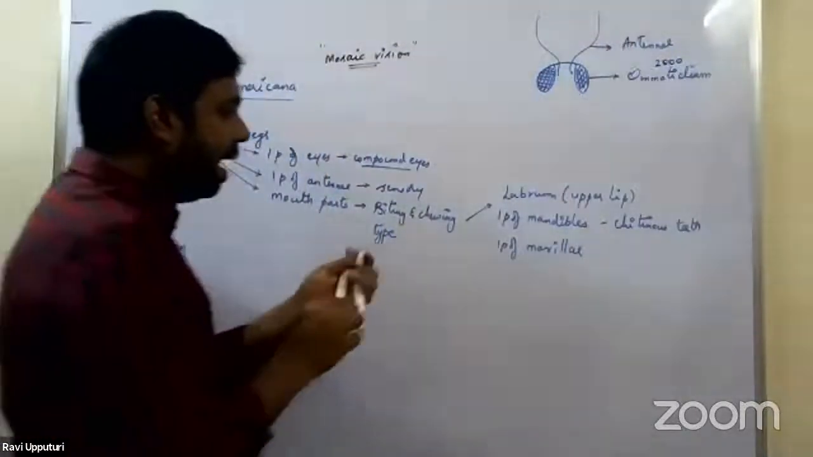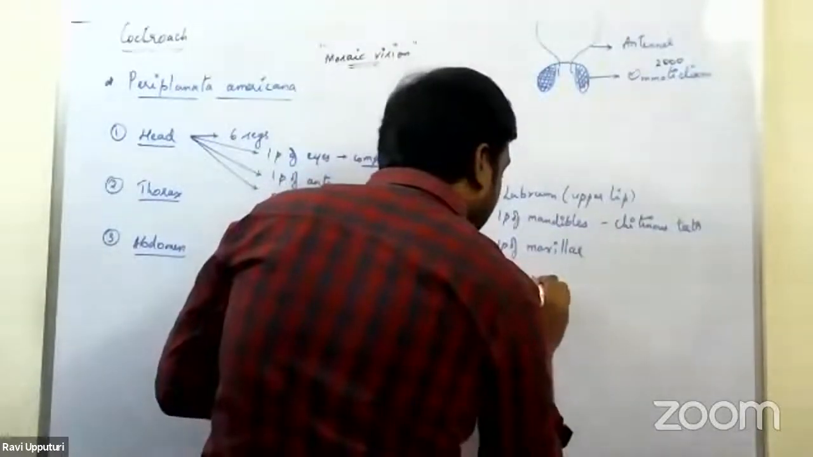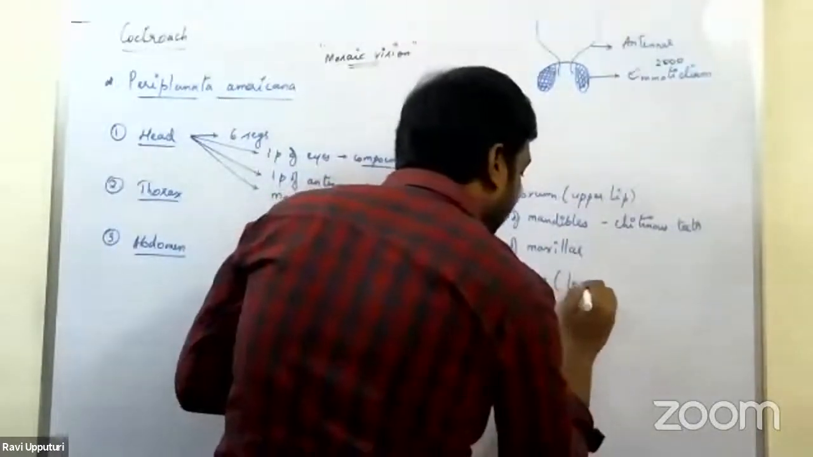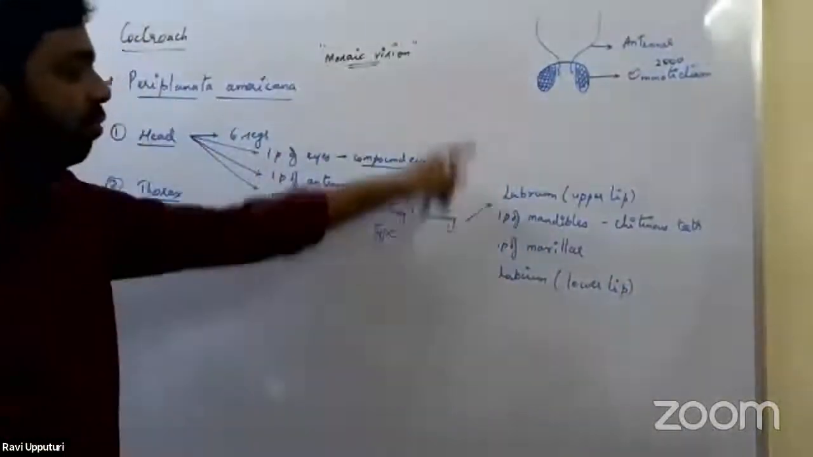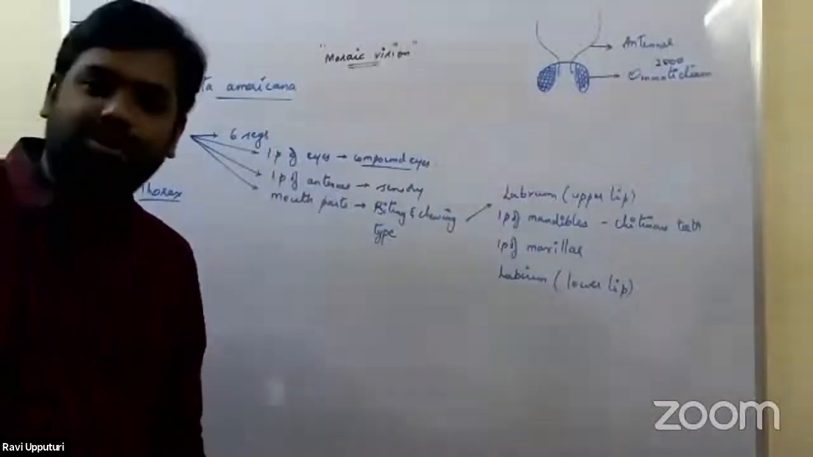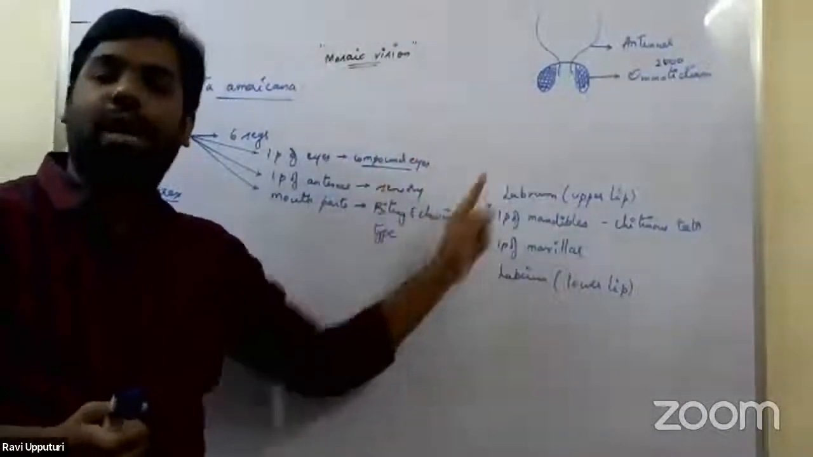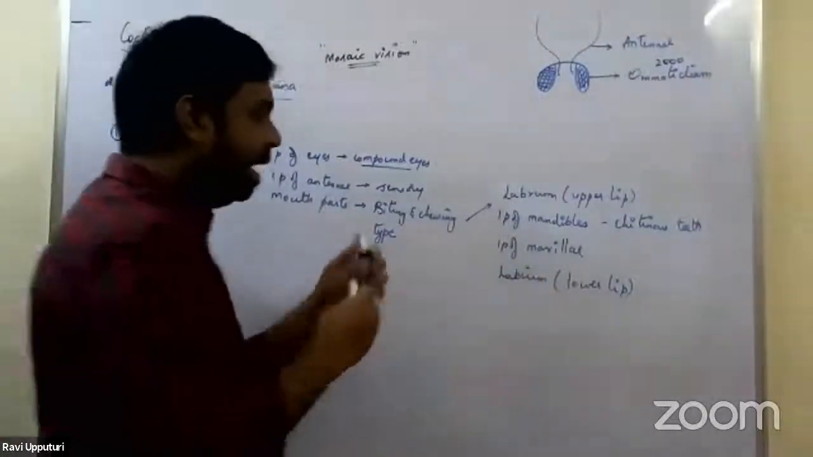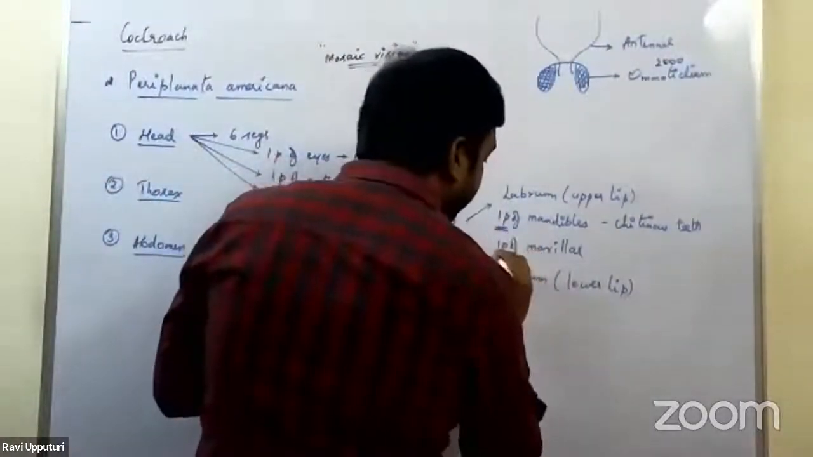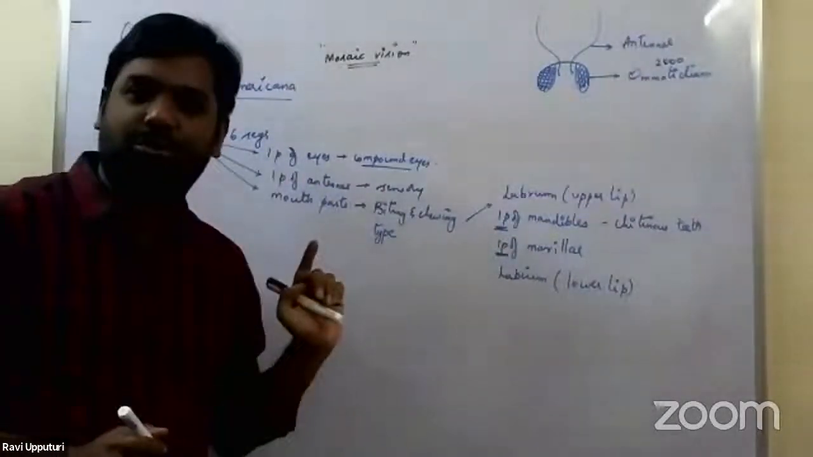And then they have one single structure called the labium, which is usually referred to as the lower lip. So these are the four different pieces of mouth parts, of which the labrum and the labium are single, while the mandibles and maxillae are paired structures.